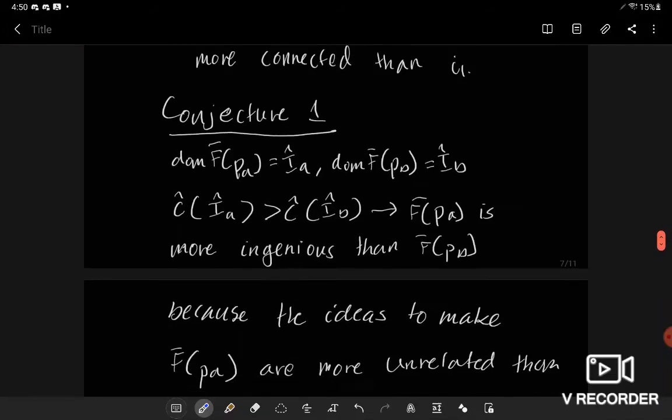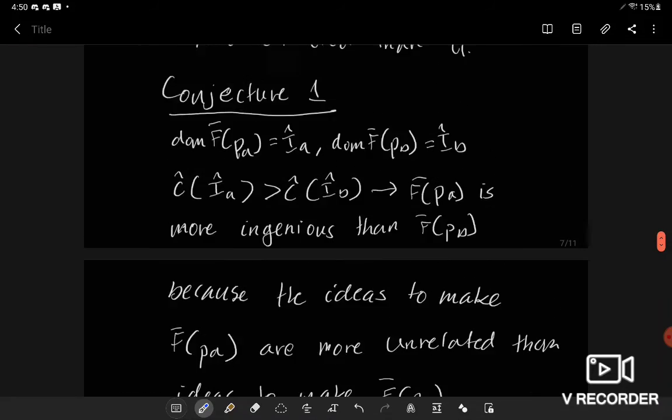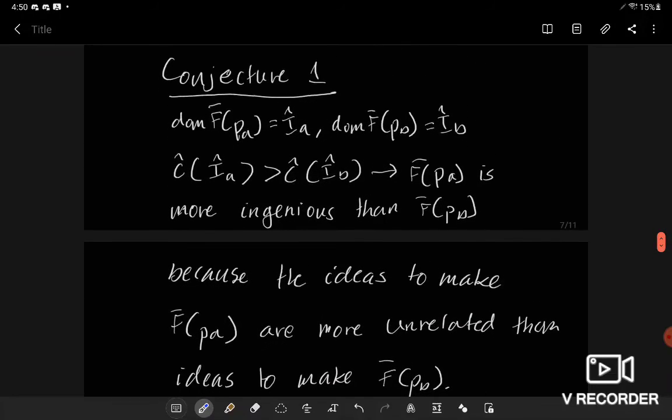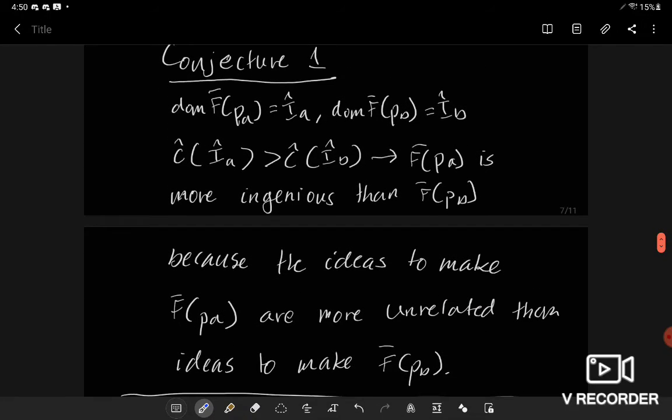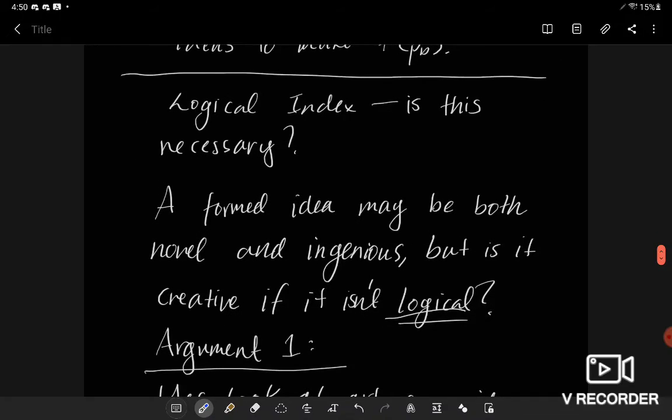So the first conjecture of this metric is that the more unrelated ideas you use to deduce a new idea, the more ingenious that idea is. However, it is possible we have a participant in the system that creates something that's completely random.